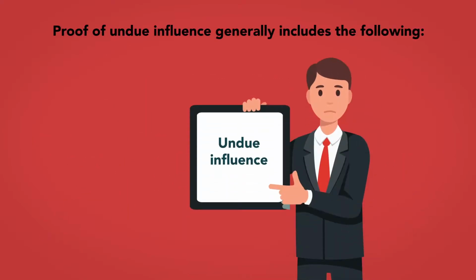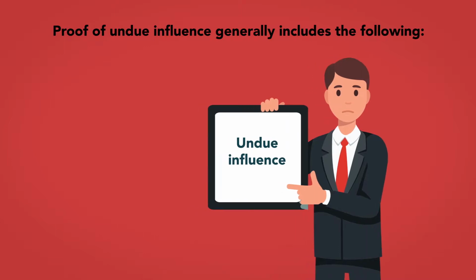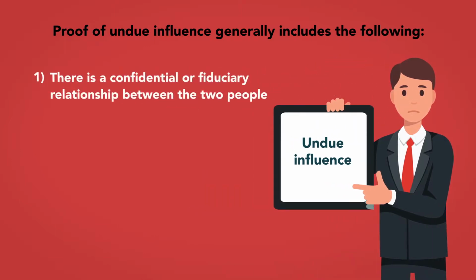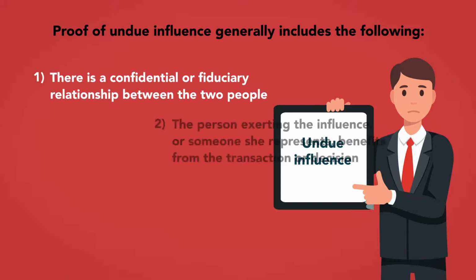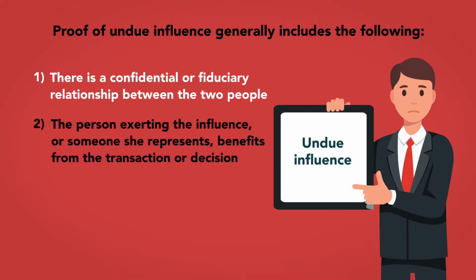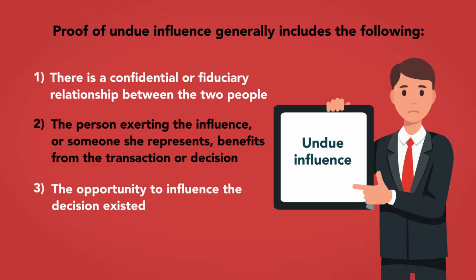Proof of undue influence generally includes the following. 1. There is a confidential or fiduciary relationship between the two people. 2. The person exerting the influence, or someone she represents, benefits from the transaction or decision. And 3. The opportunity to influence the decision existed.